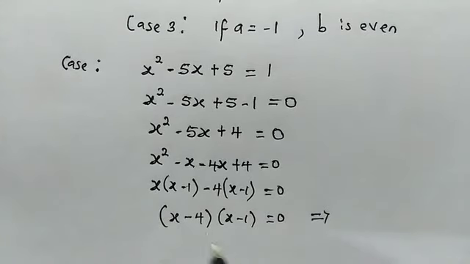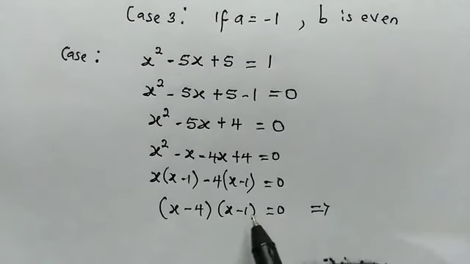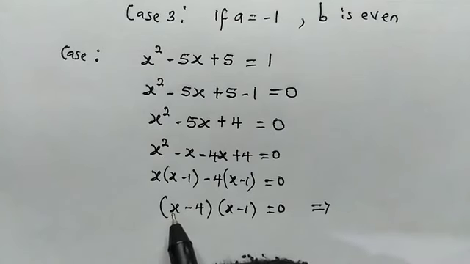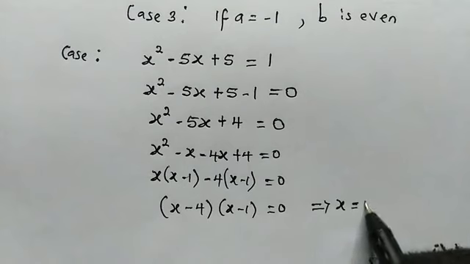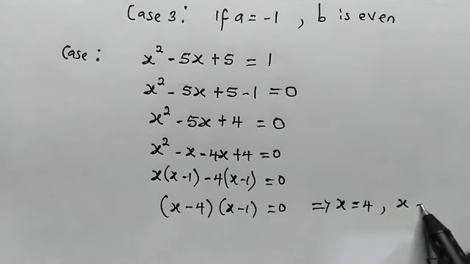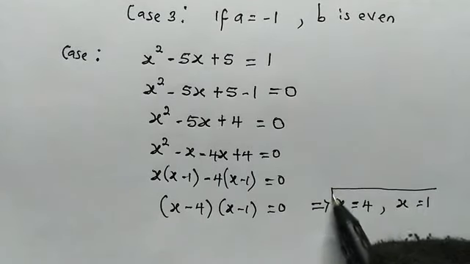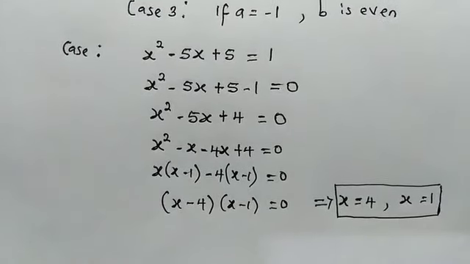So we can see from here either x minus 4 is equal to 0 or x minus 1 is equal to 0. When x minus 4 is equal to 0, obviously x is equal to 4. When x minus 1 is equal to 0, obviously x is equal to 1. So here we have solutions for x. Amazing. Now let's go to our case 2.